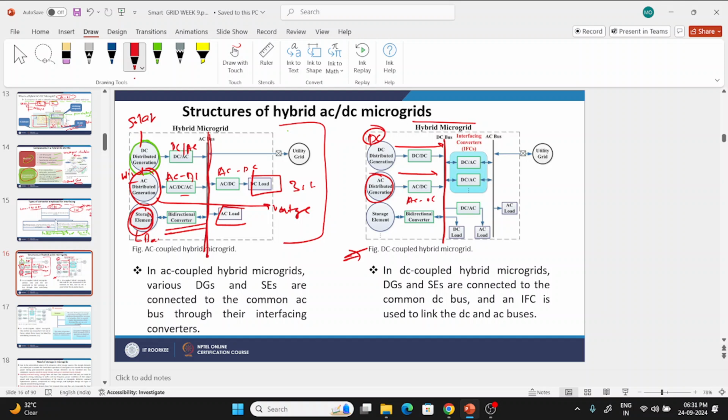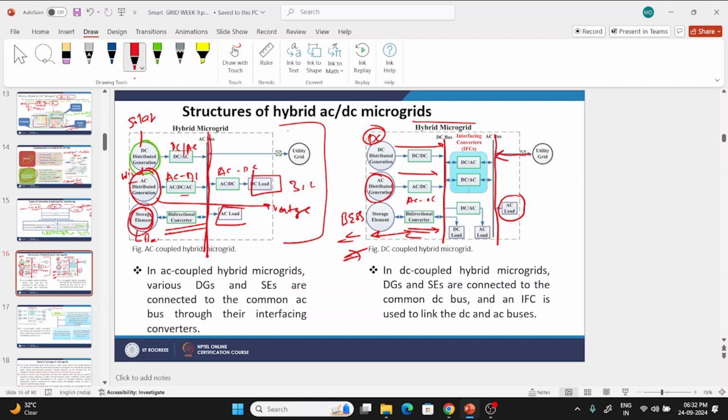Why are we using the bidirectional? Because energy can flow to the bus, or it can flow from the bus to the storage element for storing the energy. This is generally BESS, battery energy storage systems. There is another AC bus, because the utility or the grid will be connected on the AC bus. So it is directly connected to the AC bus, and AC loads will also be connected to this AC bus.